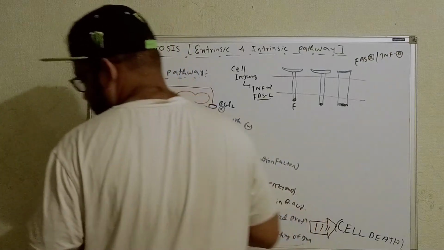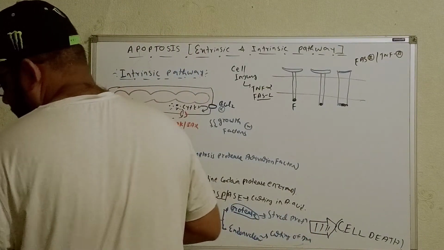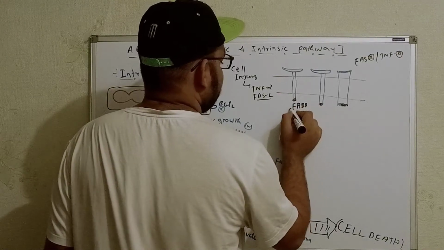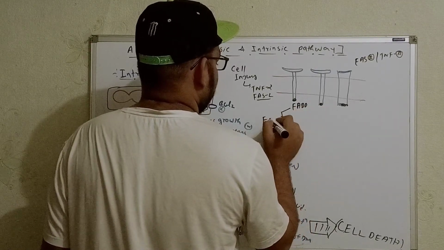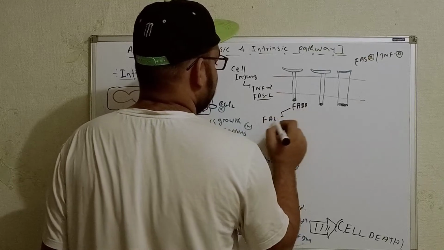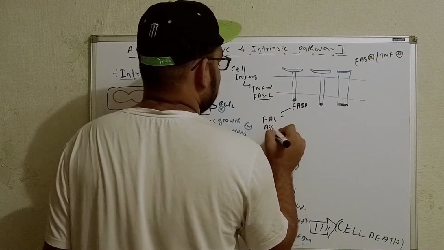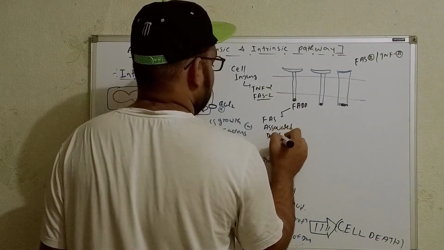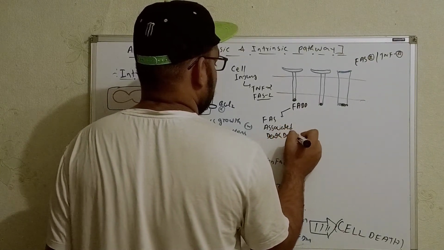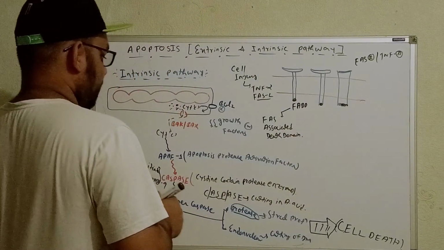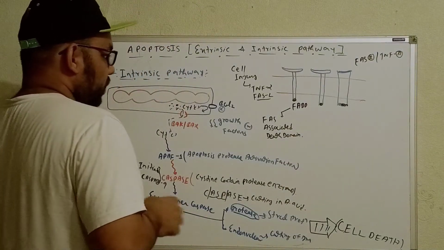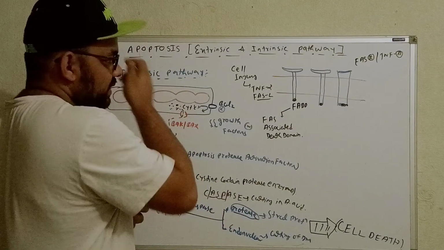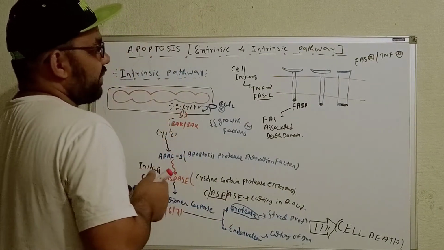Okay, let me use this one over here. FADD. Now what is FADD? FADD stands for Fas associated death domain. Okay. Now see, whenever these things are activated over here, there is no chance for the cell to survive. How do these things happen? I will talk about these in a couple of minutes.